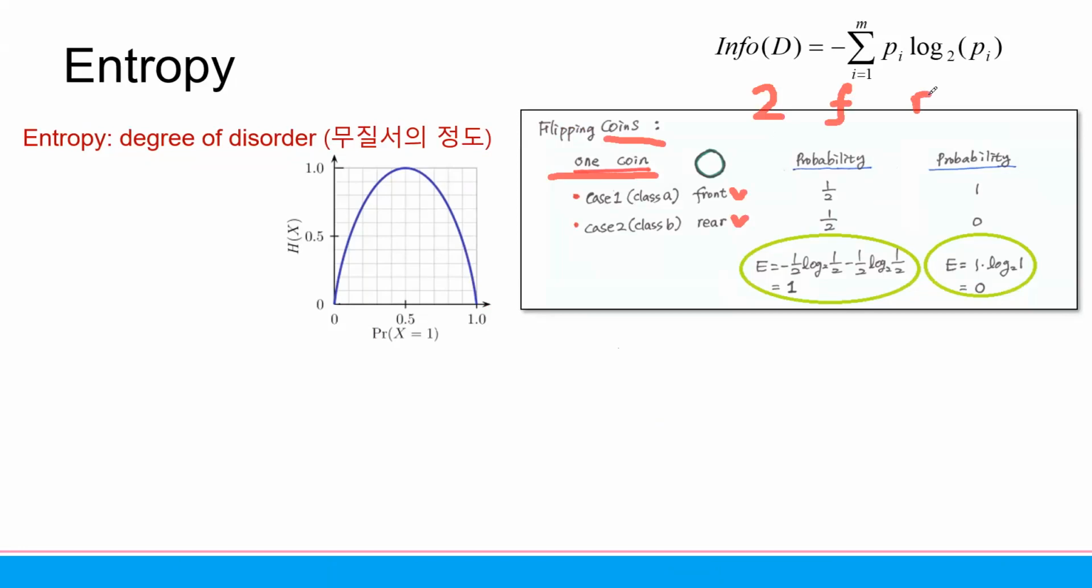Then what is the probability of the occurrence of each of these? From two times, there is one occurrence for front and one occurrence of rear. Then we can say 1/2 and 1/2. So the entropy value will be minus 1/2 log base 2 1/2 minus 1/2 log base 2 1/2. And we can get the entropy value is 1.